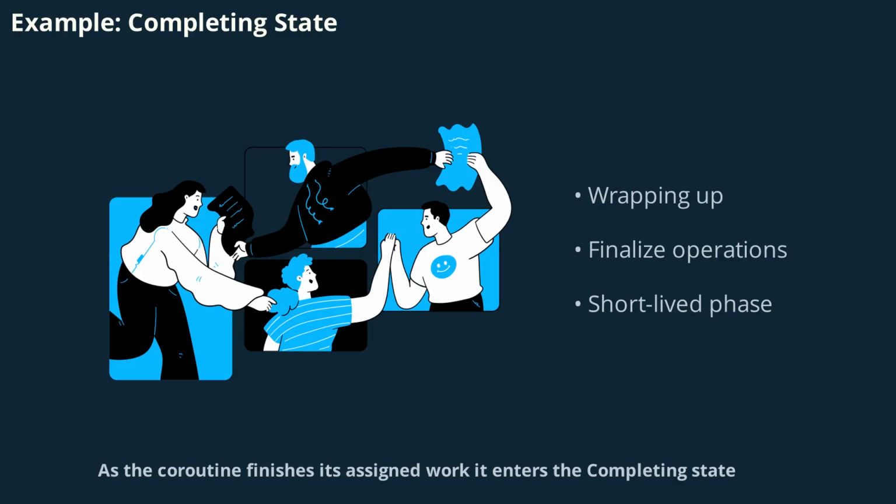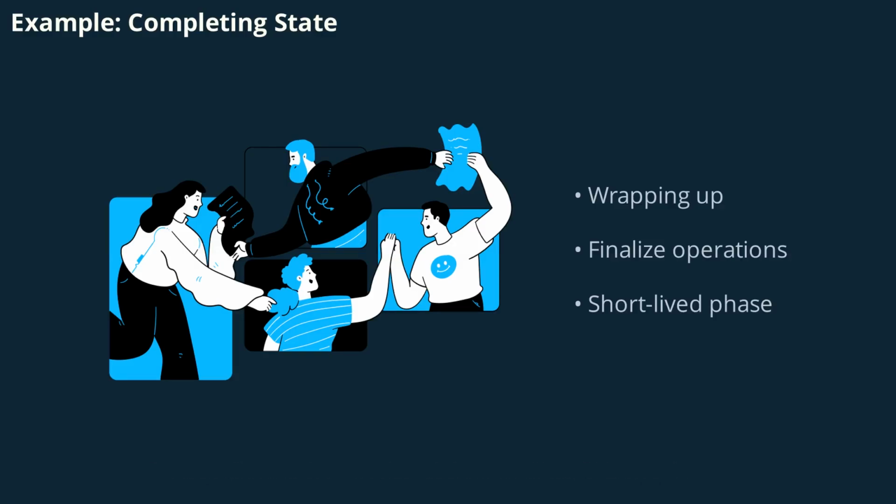As the coroutine finishes its assigned work, it enters the completing state. This is a short-lived phase where the coroutine wraps up any remaining operations. For example, you might save data or release resources during this state, ensuring everything is finalized before the coroutine ends.